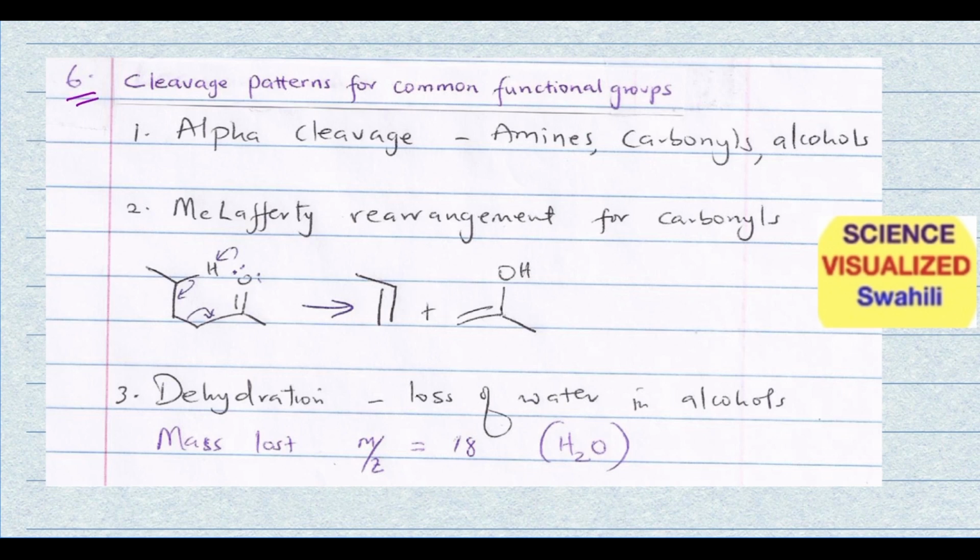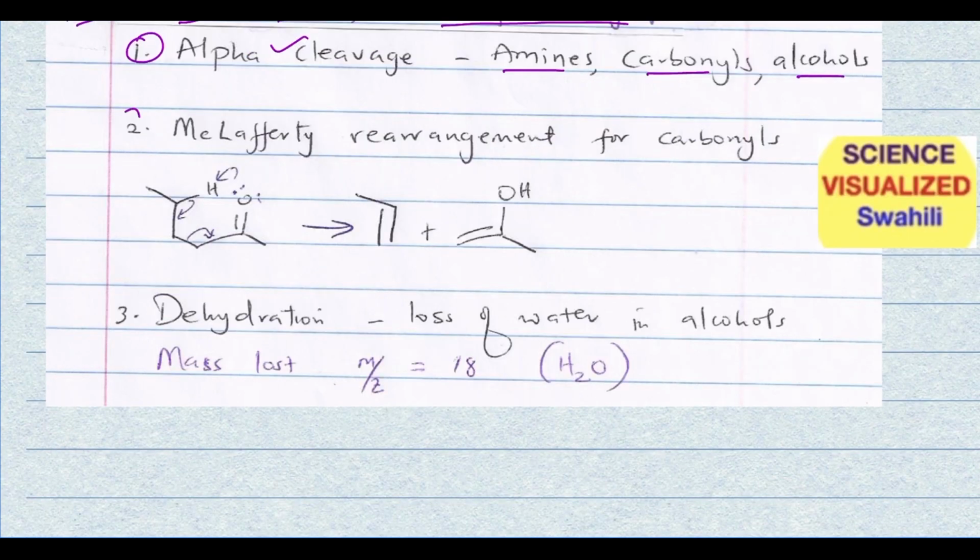The last part we are looking at is cleavage patterns of common functional groups. The first pattern is alpha cleavage. That means the alpha position of the amines, carbonyls, and alcohols will be cleaved. The second cleavage is McLafferty rearrangement. This only happens to carbonyls.